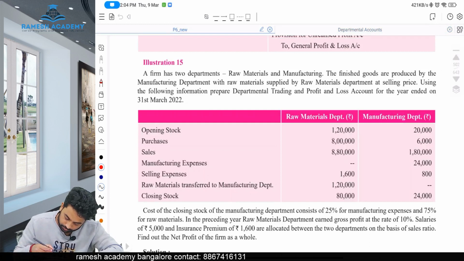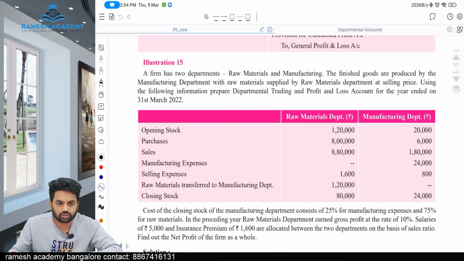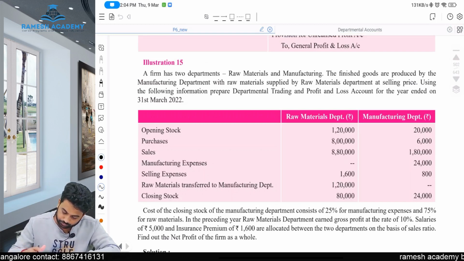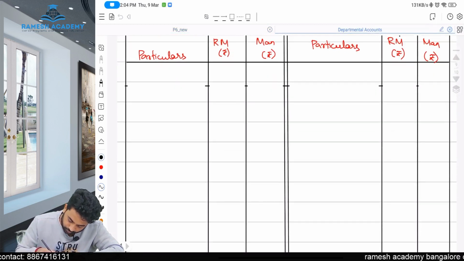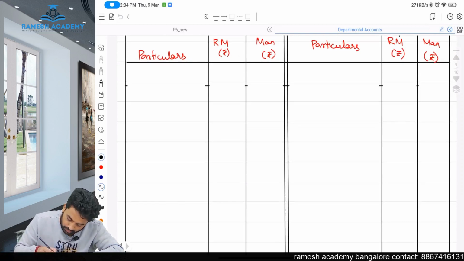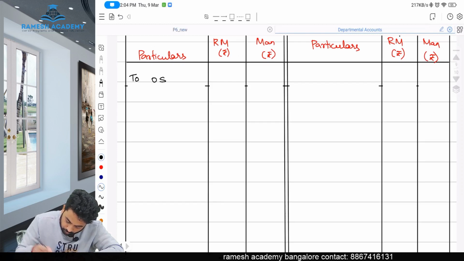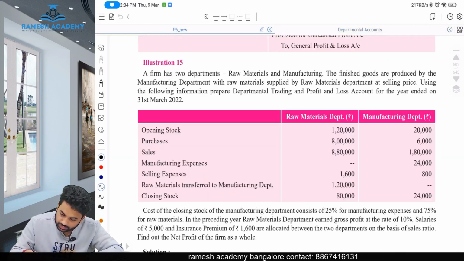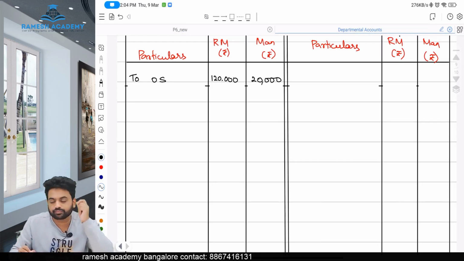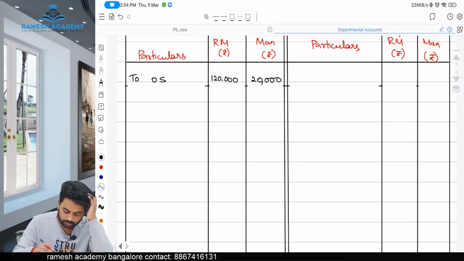Okay, done. Next is what, sir? First we have to bring the opening stock, right? So to opening stock, how much is it? 1,20,000 and 20,000. Okay, sir. Raw opening stock is done.